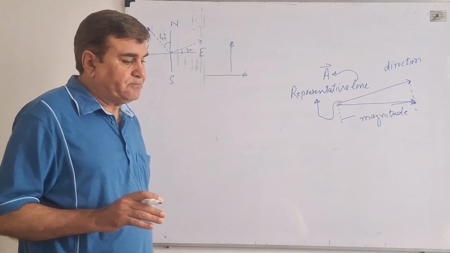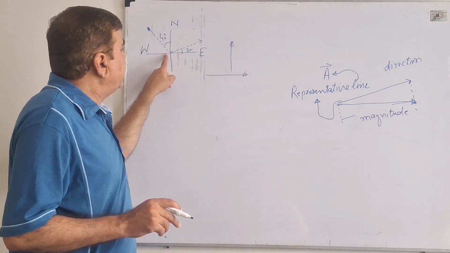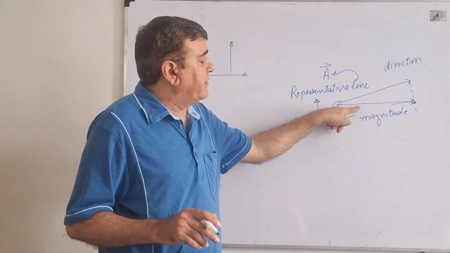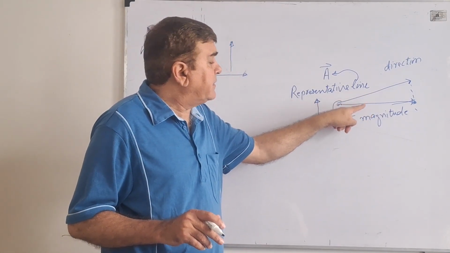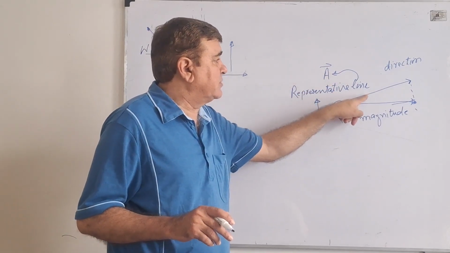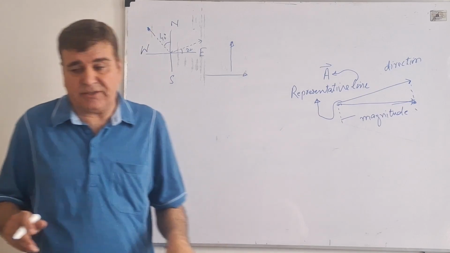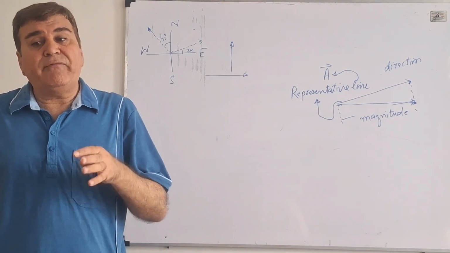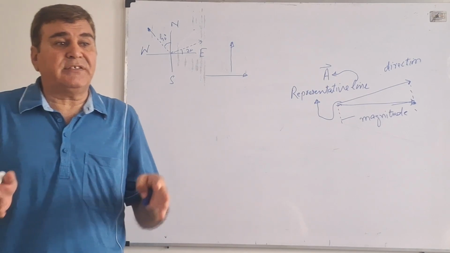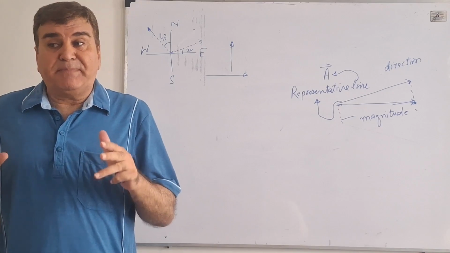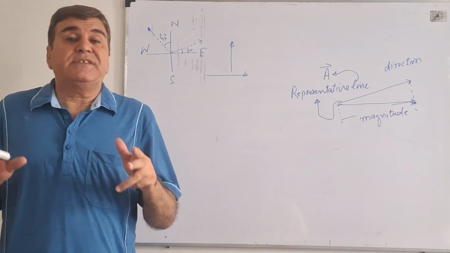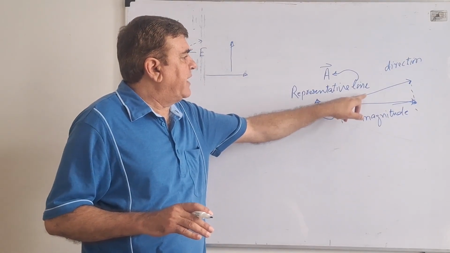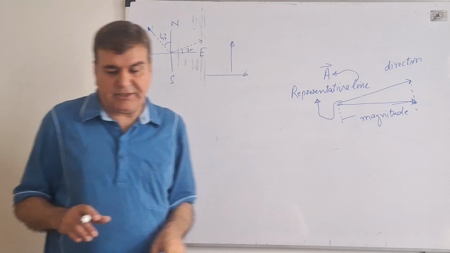And the next thing, so according to this indicator, now this vector represents one direction and this vector represents another direction. Therefore, they do not represent the same vector. This is one kind of vector, this is another kind of vector. That means the direction changes one vector to another vector. So two representative lines represent two different vectors. So this is one representative line, this is another representative line, so this is one vector, this is another vector.